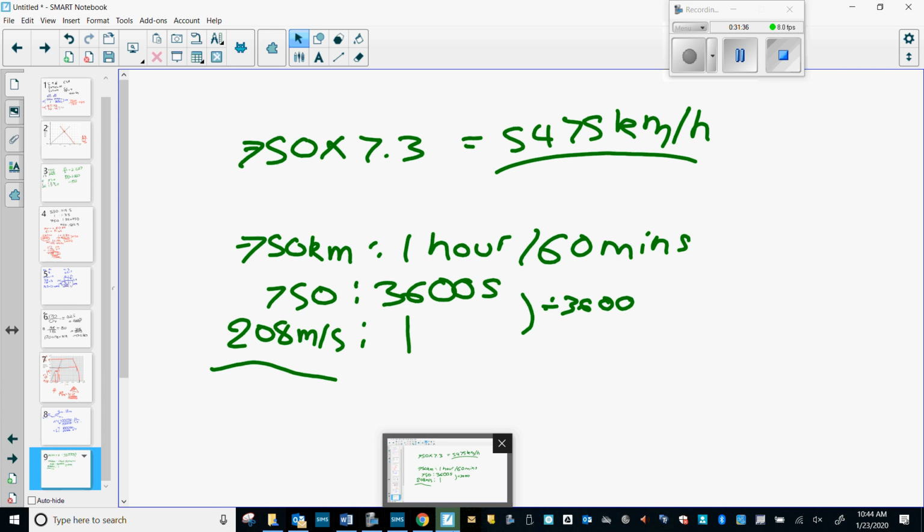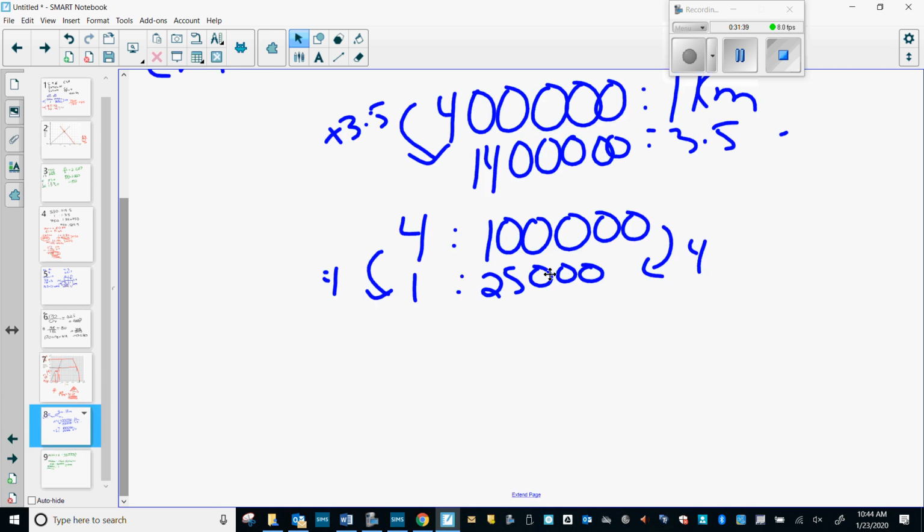Sorry, going back to this one, ladies. You wouldn't be able to keep it in kilometers, because it says it has to be 1 to something else. Because this represents 4 centimeters, you have to change this amount to be centimeters.